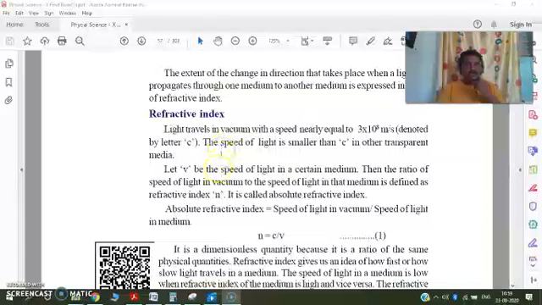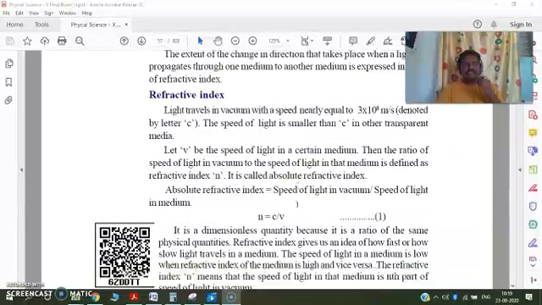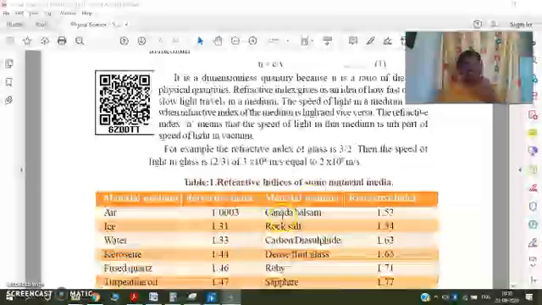Hi, now I am explaining refractive index of light at plane surfaces. Refractive index means the speed of light in vacuum compared with the speed of light in the medium. That is, small n is equal to small c by v.